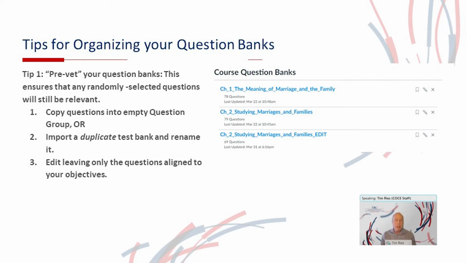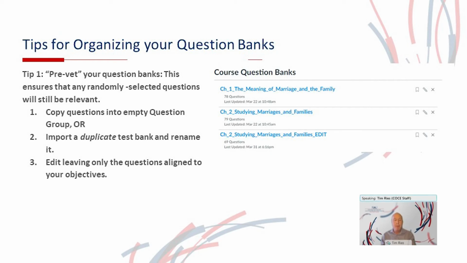You do this so that when you randomize quizzes or midterms or tests, it's pulling only the questions that you want. In other words, only questions that are aligned to your particular objectives or that support your course. Say, for example, you don't cover part of a chapter. You don't want to pull questions from that part because students would complain if they were tested on something that's not in the course. So there's a couple of things that you can do.